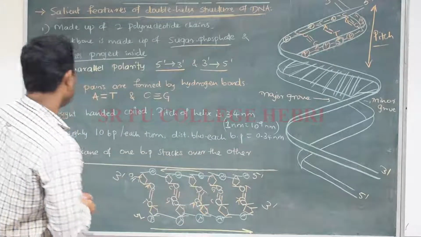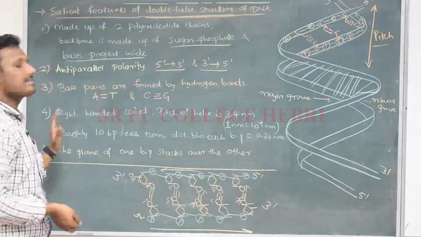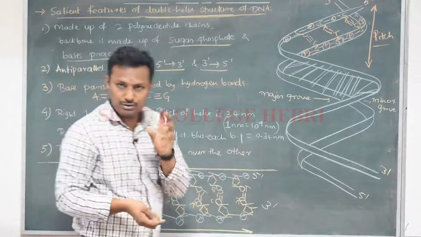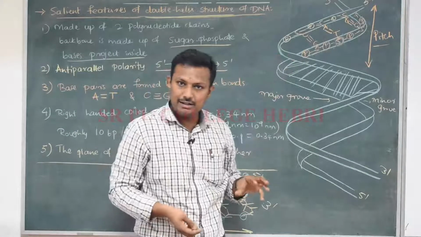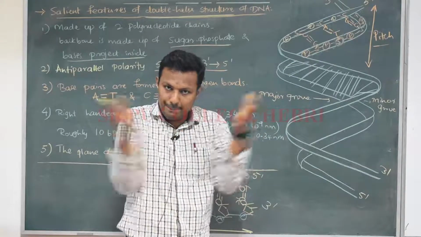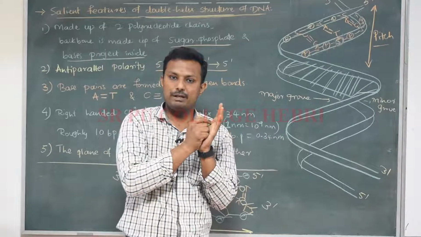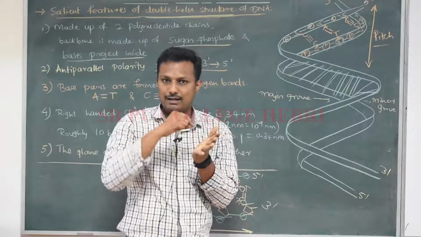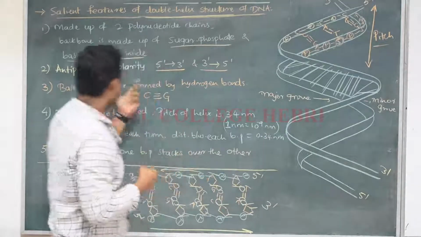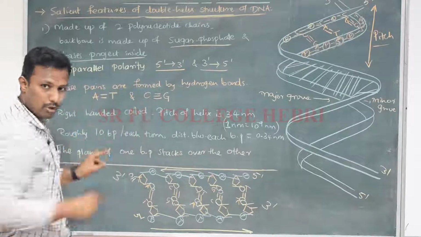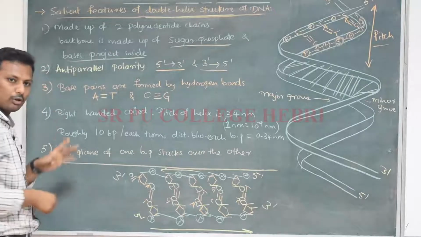Coming to the next point, base pairs always are formed by hydrogen bonds. That means the nitrogen bases which are projected inside, they are forming the pairs with each other. That means purine always forms a pair with the pyrimidine, A always comes with a T and C always comes with a G, and they form what? Double bonds in the case of A and T, triple hydrogen bond in the case of C and G. That point we have already noticed.